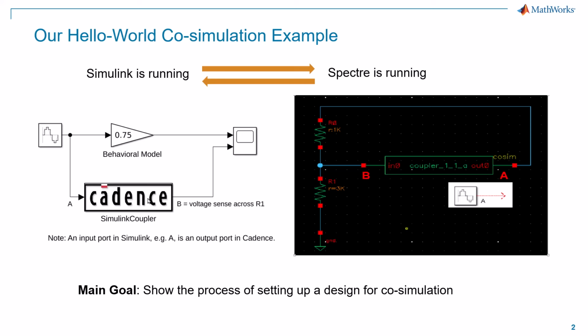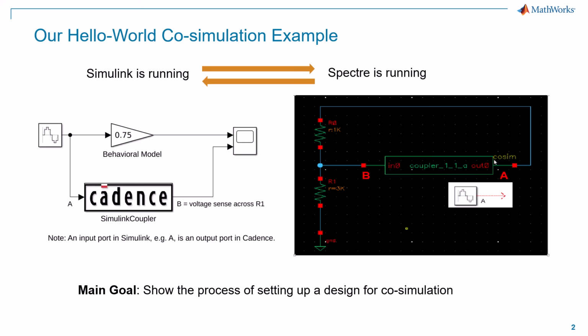Now, to set up co-simulation in each environment, you need what's called a coupler block. On the Simulink coupler block, we are inputting the sine wave on the A port. I'm just calling it A here, the input port side. That is going to manifest itself as an ideal voltage source on the Cadence side on the A output port. So you immediately notice that an input on the Simulink side is an output on the Cadence side. And likewise, an input on the Cadence side is an output on the Simulink side. So there's an inverse relationship between IOs, as you might expect.